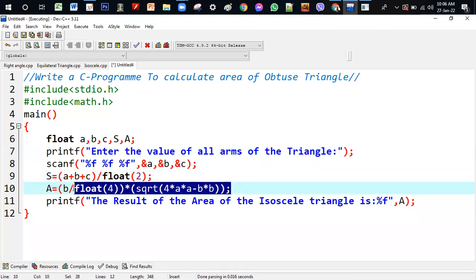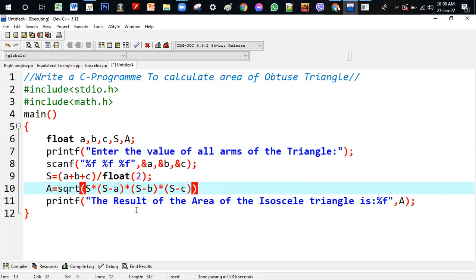Now the area will be sqrt, square root, bracket s into s minus a, into s minus a in bracket, s minus a into s minus b into s minus c. Okay, this is the opening for sqrt, this is the closing sqrt.